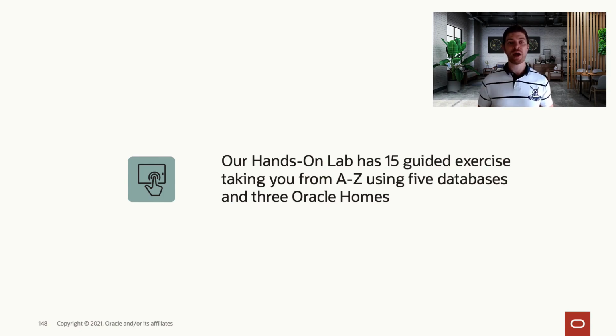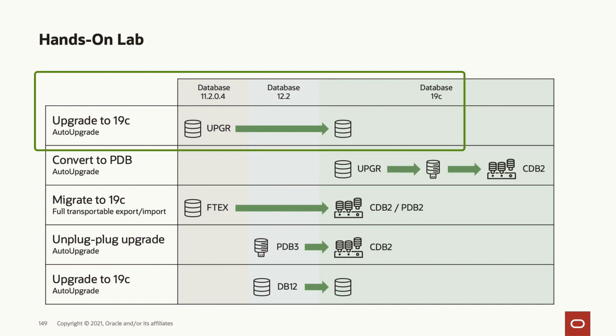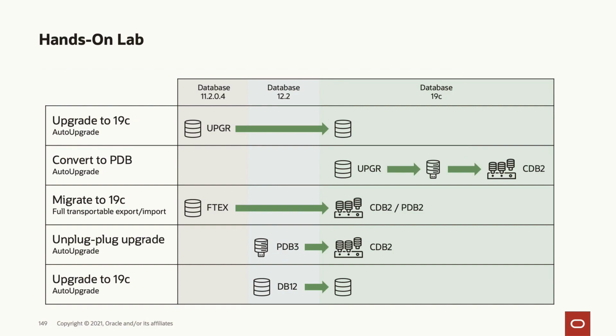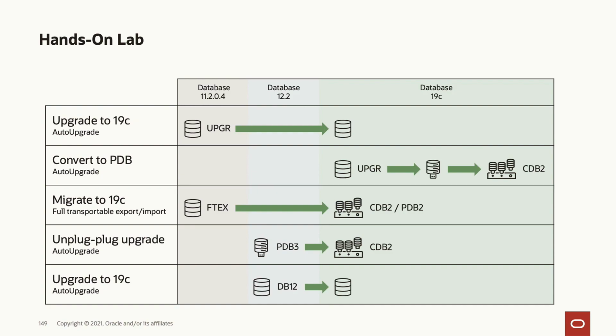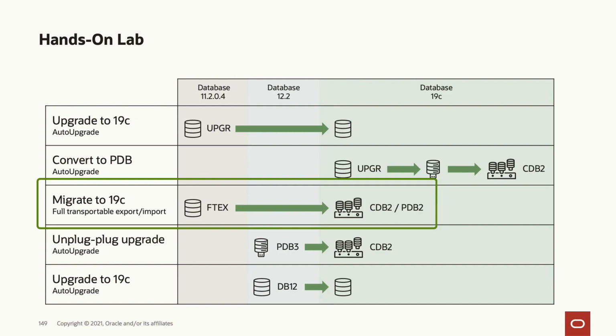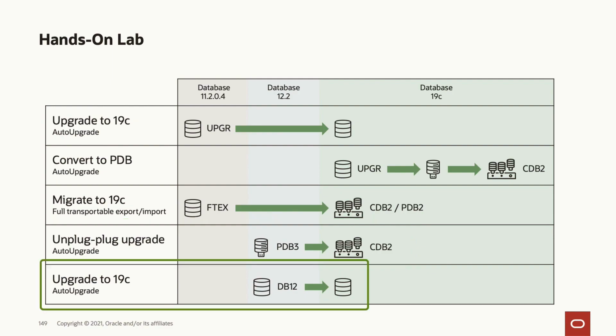Here in this table, we have some of the flows we have in the hands-on lab. For example, you can depart from an 11.2.0.4 database to a 19c database using AutoUpgrade. You can later convert this 19c upgraded database, that is now a non-CDB, and plug it into a CDB database. You can also migrate using full transportable export and import, and also use the unplug-plug-upgrade method, also using AutoUpgrade. Finally, you can upgrade a database running in 12c to 19c using AutoUpgrade as well. Everything is contained in our hands-on lab.